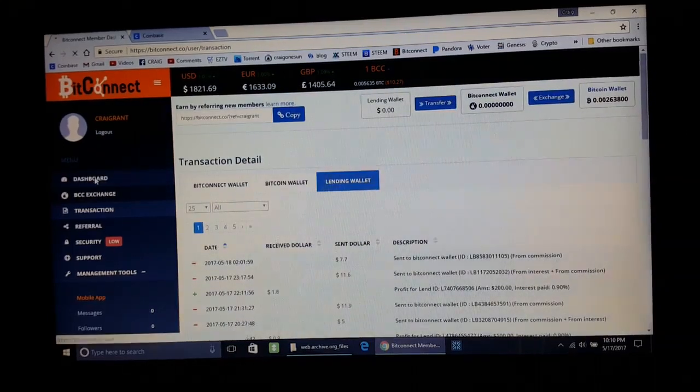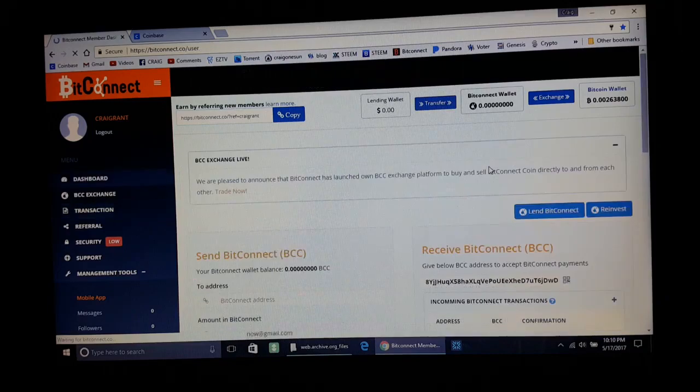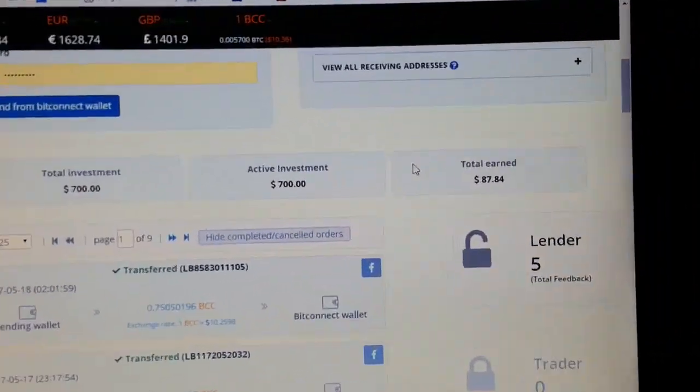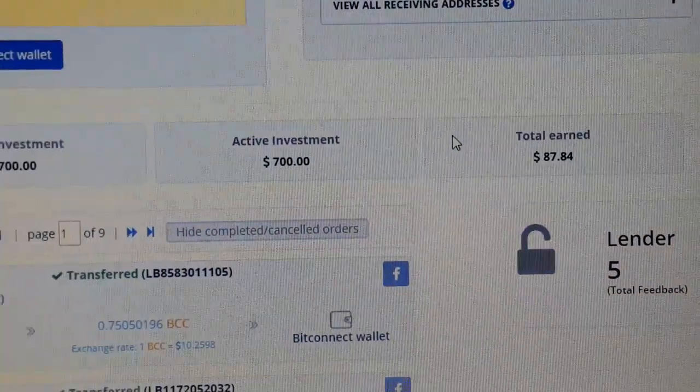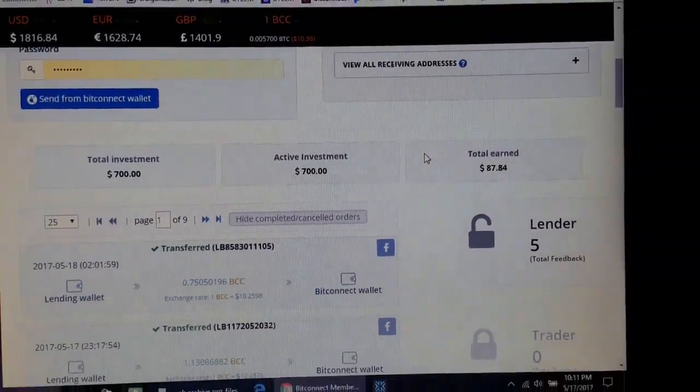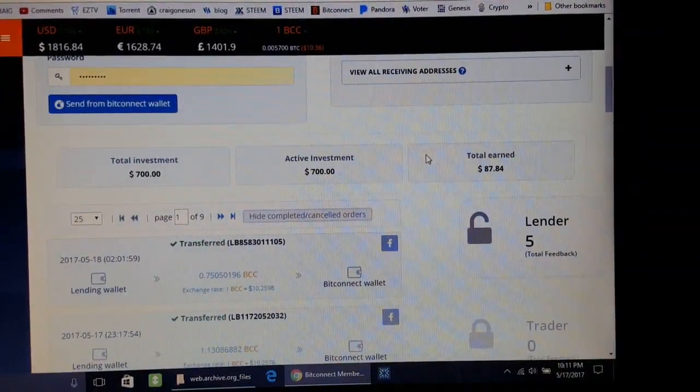Currently I have $700 in loans, and I'll show that real quick before I stop. And my interest, I've earned $87 in interest so far. I'm excited to get to 100. That means I would have earned back my first $100 I invested in BitConnect when I first started. I'm thinking about maybe 6 or 7 days from now I'll have that here. Maybe if I do another loan tomorrow night, then in 5 days or so, I'll be at 100, right?